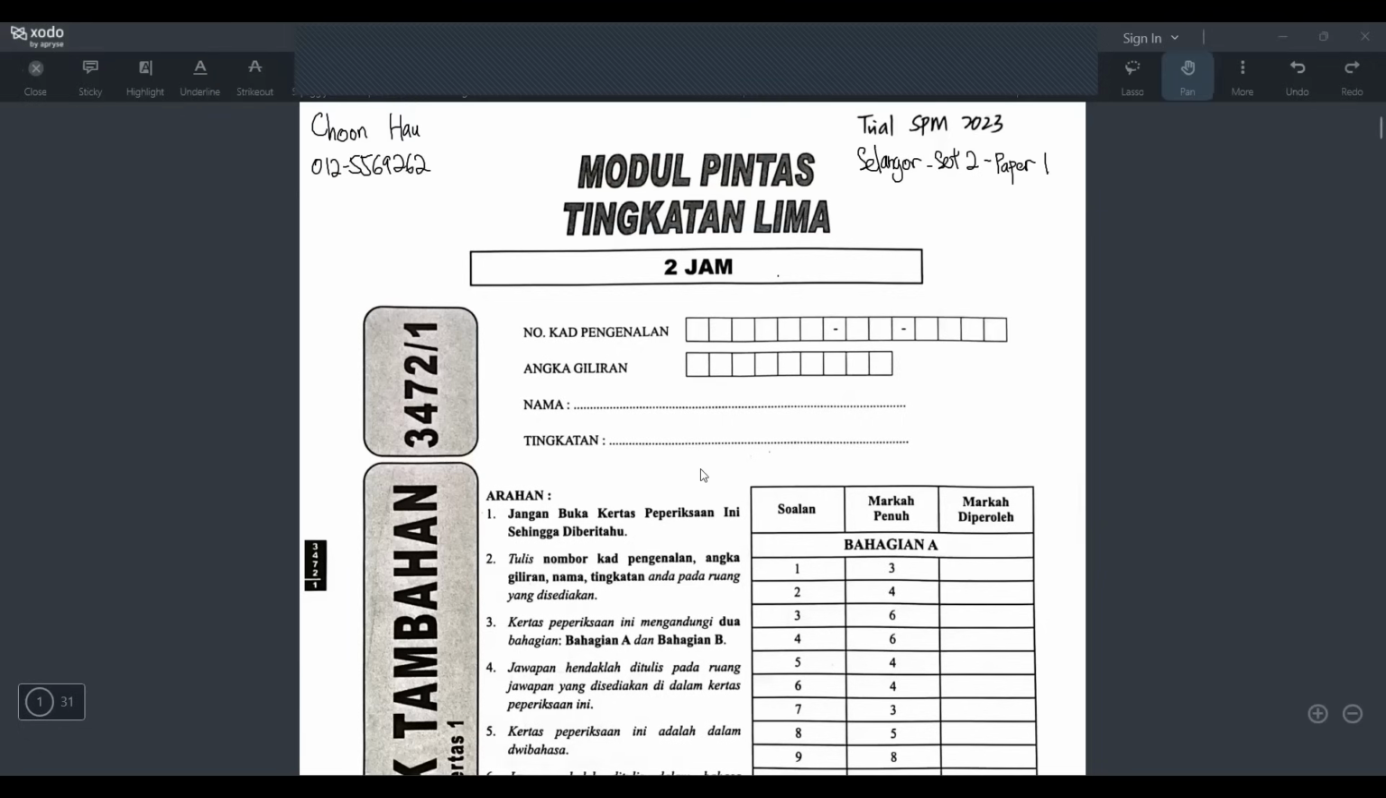Okay, so I'm going to discuss another Addmaths paper today. This is another trial paper, the Selangor Set 2 Paper 1 for Trial 2023. This will be the last Addmaths paper I upload. After I upload Paper 1, I'll upload Paper 2, and then that's all.